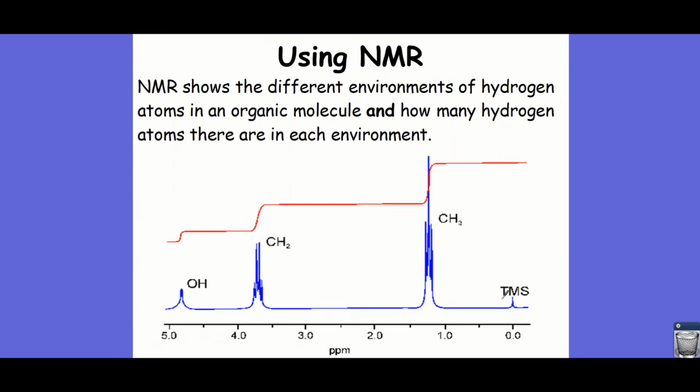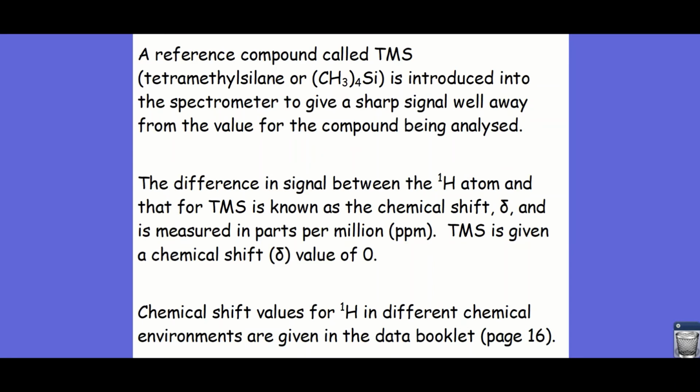If you look at this next one, here's TMS here with a value of 0, and everything else is measured against that. Chemical shift values for all the protons in different chemical environments are given on page 16 of the data booklet. So if you have that open as we work through the next few slides.